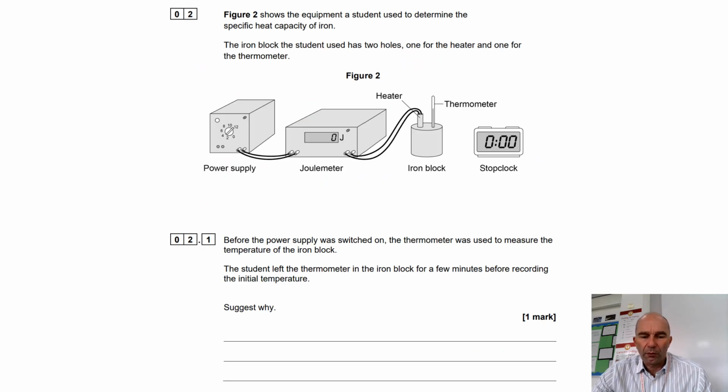Now in question 2, we are looking at the specific heat capacity of iron. So the iron block the student used has 2 holes, one for the heater, one for the thermometer. And you can see that in the diagram clearly. So before the power supply was switched on, the thermometer was used to measure the temperature of the iron block. The student left the thermometer in the iron block for a few minutes before recording the initial temperature. Explain why. Well, it takes a few moments for the thermometer to adjust to the actual temperature of the iron block, so it's to ensure that the thermometer was at the same temperature as the iron block.